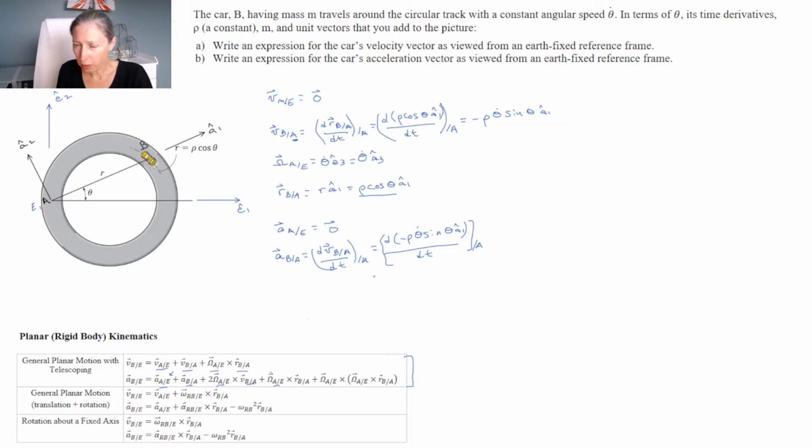And I'm going to run out of room. Let me just come to the next line. So this is going to have a couple of terms because we're going to have to use the product rule and the chain rule. So let me see if I can do this.